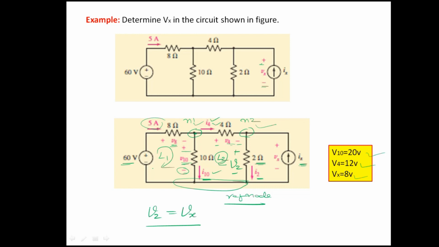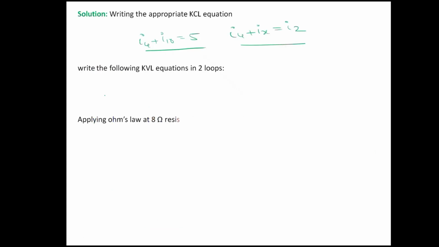So now we'll take the algebraic sum here. The polarity of Vg here is minus, V10 is minus, and this is plus. Therefore, we can write the first KVL equation as V8 minus V10 plus 60 is equal to 0. Or in other words, V8 plus V10 is equal to 60 volts. This is one KVL equation.